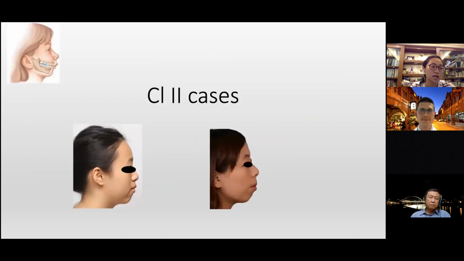So first, let us look at the class 2 cases. In the following cases, will you choose camouflage orthodontic treatment or combine with OGS treatment?